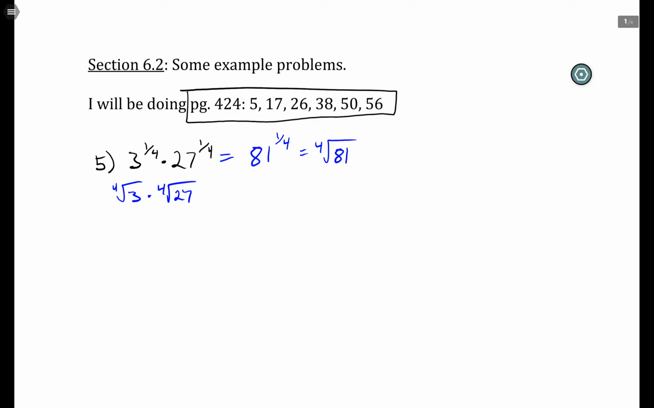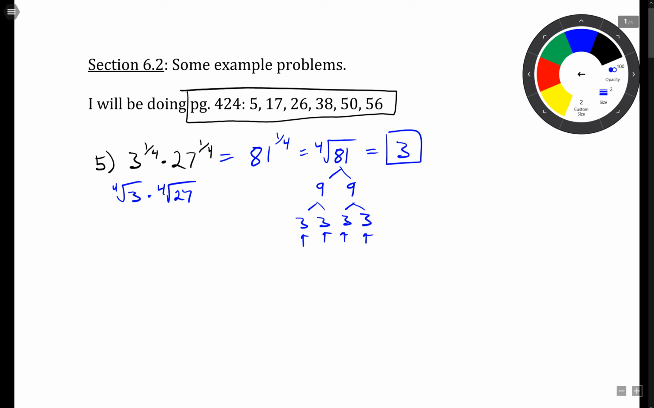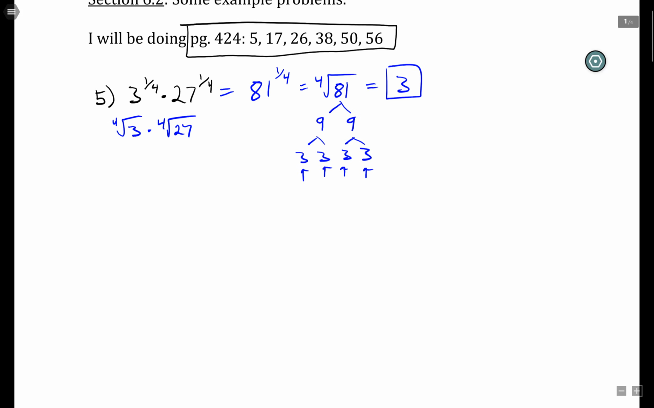If you can't figure it out just by guessing and checking, use a strategy. Break 81 down. 81 is 9 times 9. 9 is 3 times 3. So notice that 81 is 3 times 3 times 3 times 3. In other words, 3 times itself 4 times gives me 81, which means the answer to this problem is simply 3. Not too bad.